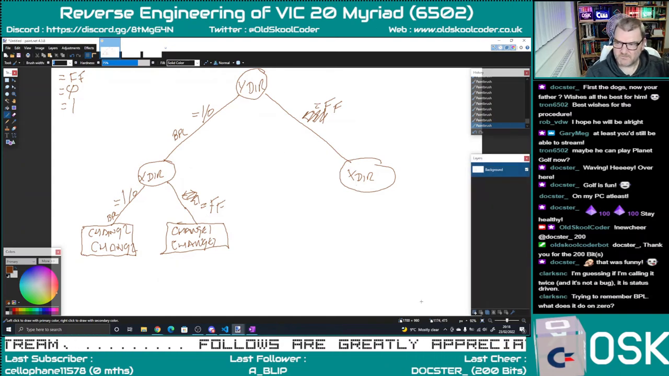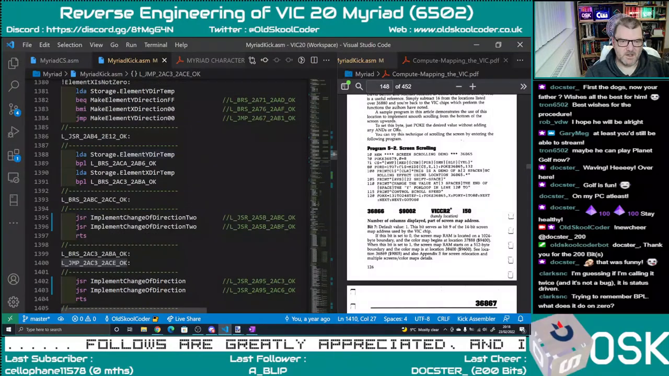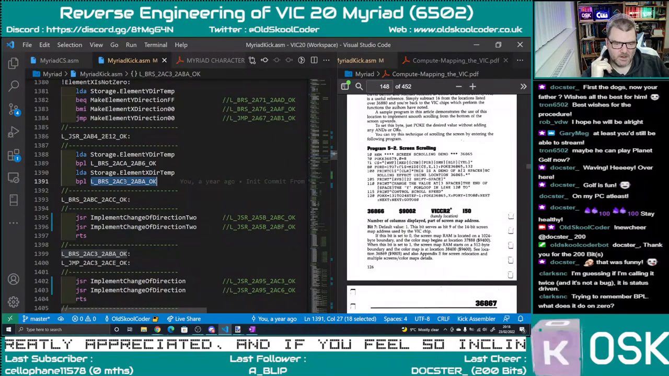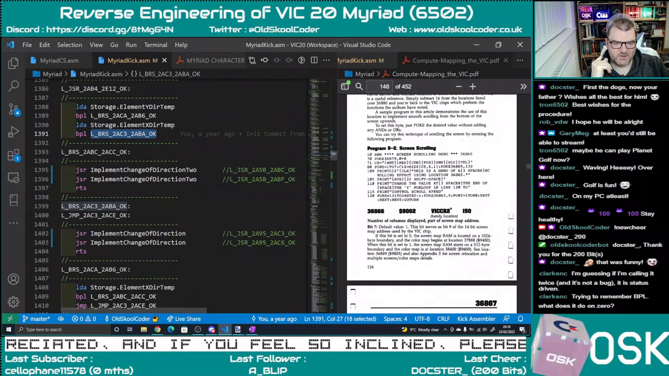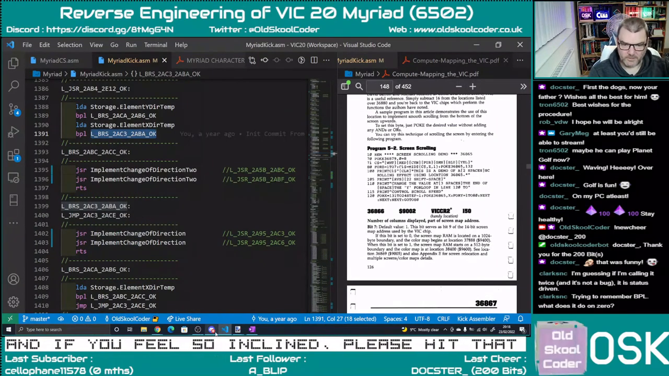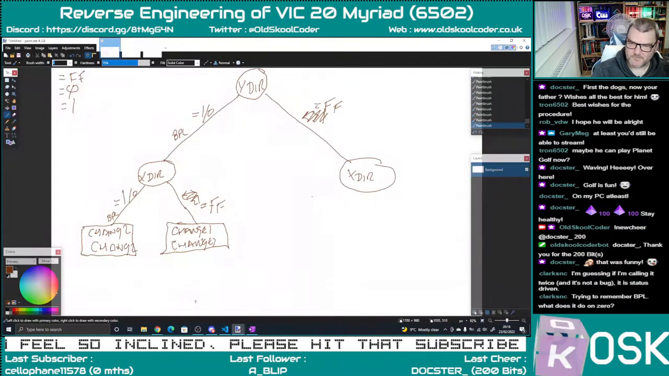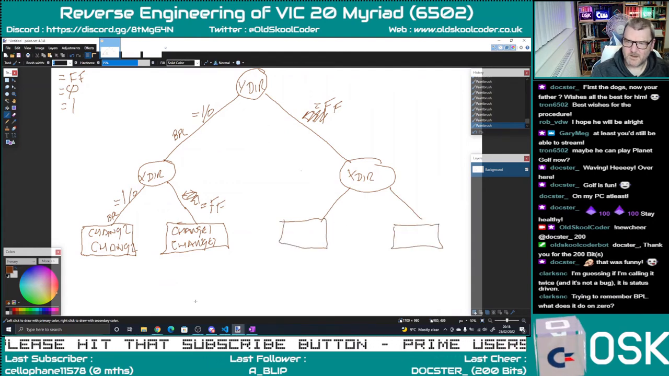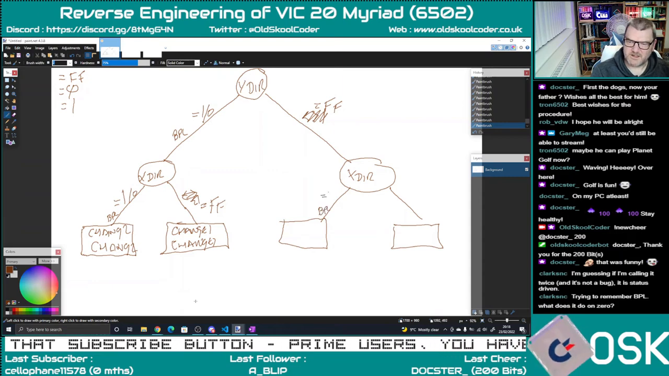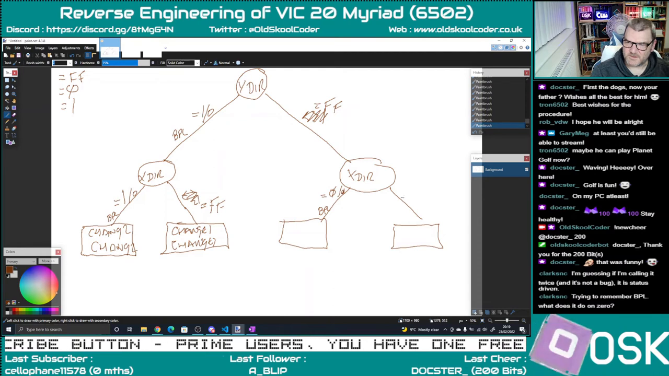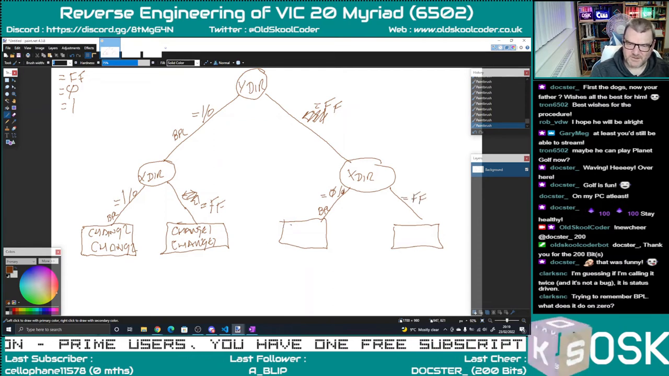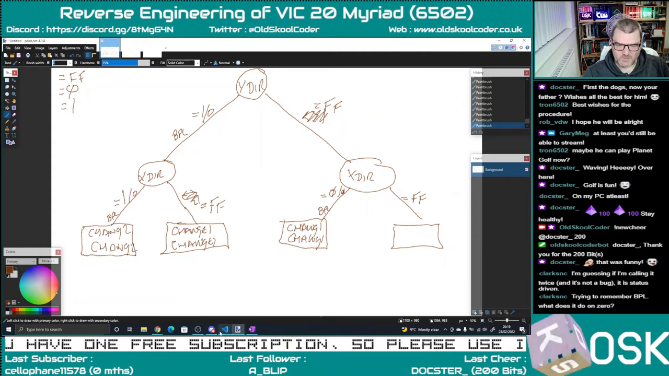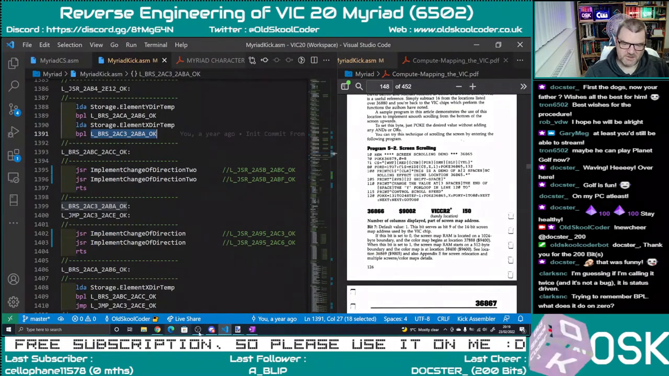So on this side here, so let's look at it. So it's this one. So we got the same thing again. Branch if plus is going to implement change of direction one. So branch if plus, which is equal to 0 or 1. This one is going to be equal to FF. And that's doing change 1. So that means the other one must be doing change 2. Yes, it is. Go straight into change 2.